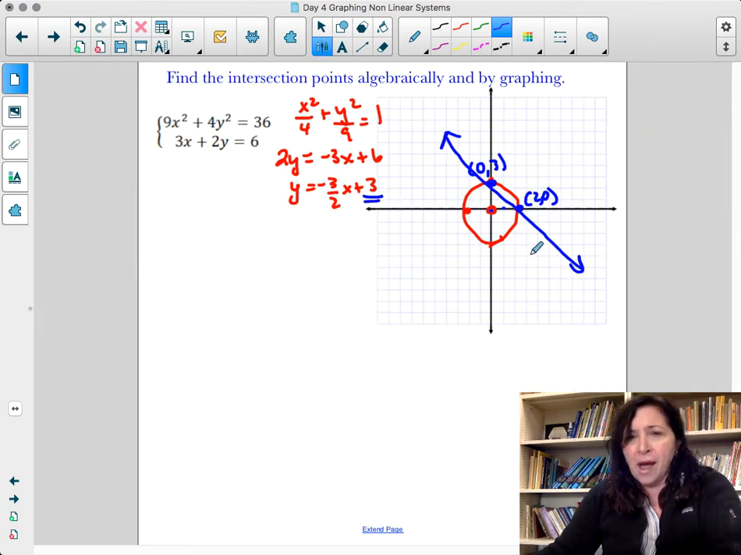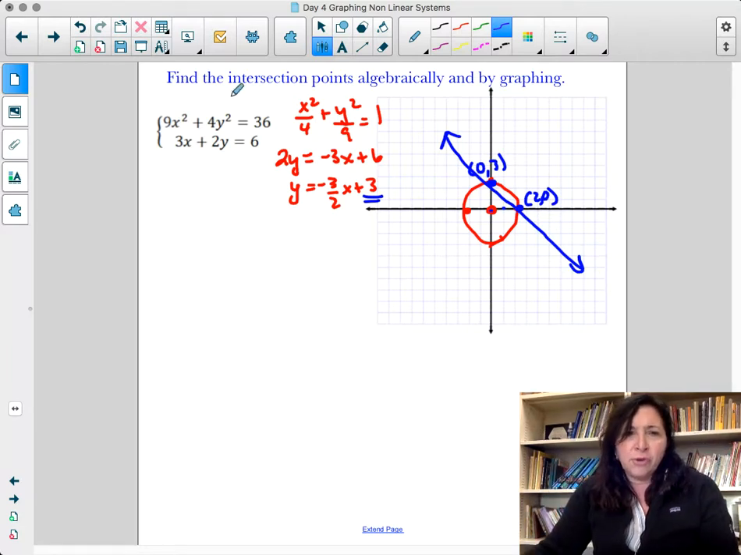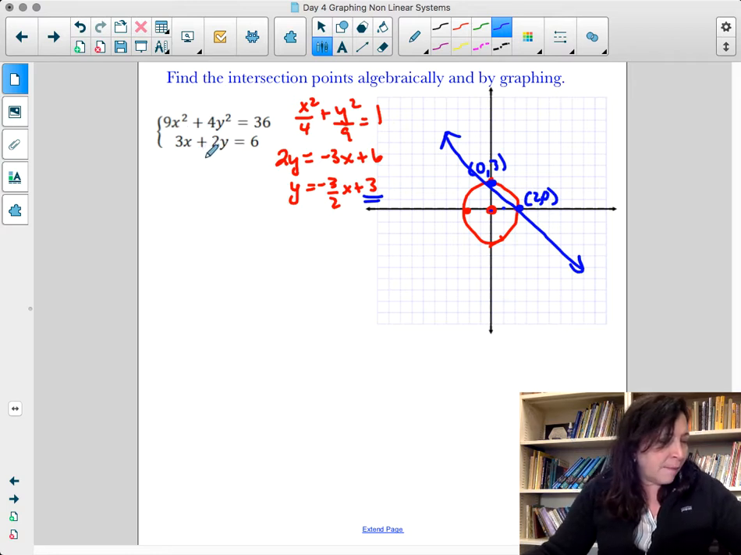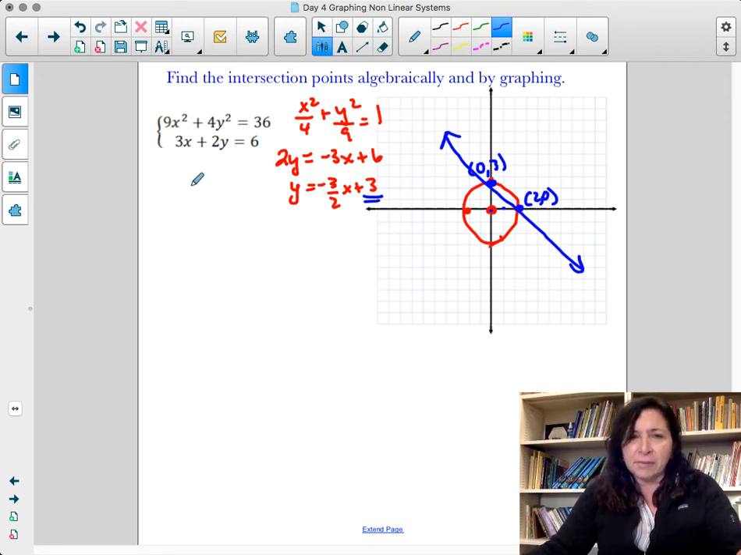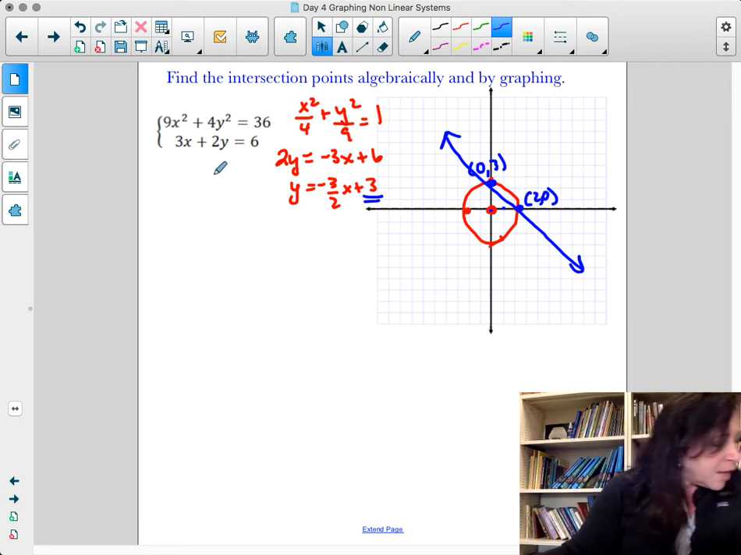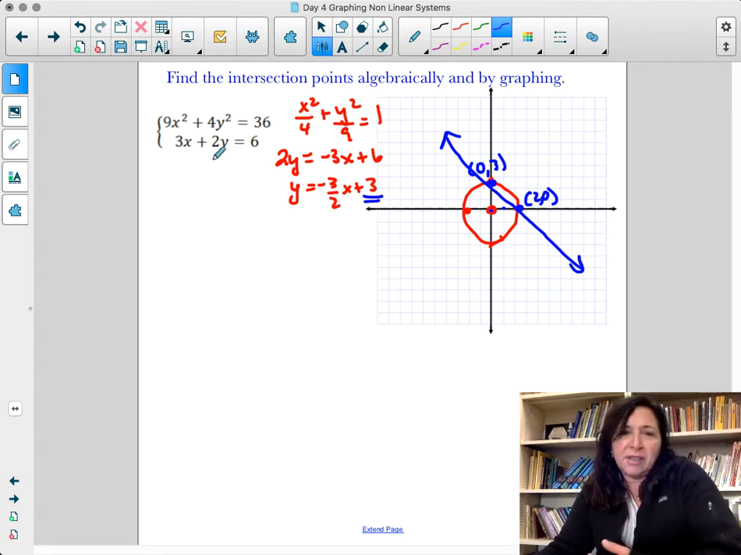You're always going to graph. You're always going to check algebraically. So remember what I said on the previous slide. You have two options. You have elimination. That's where you add or subtract to eliminate one of your variables. As you notice on these two equations, if I add or subtract, nothing is going to be eliminated. Whereas if I substitute, I'm going to be able to plug one equation into the other.